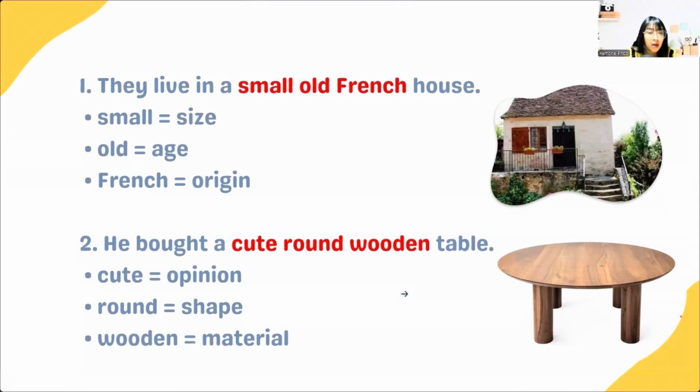To sum up, you need to bear in mind Osa's comb: opinion, size, age, shape, color, origin, material, and purpose. Alright, that's it for adjective order. Keep it natural with practice and it'll start to feel automatic. You have to follow the basic order, right?